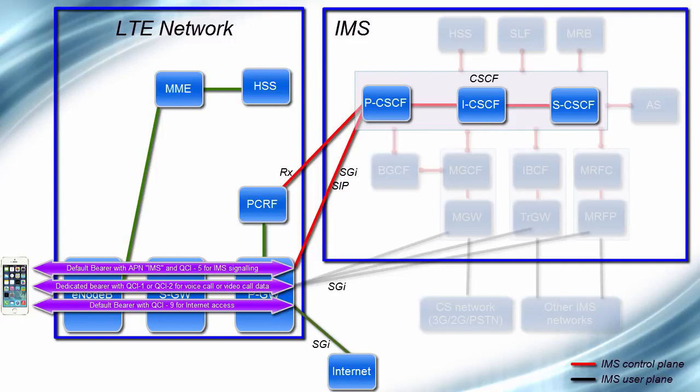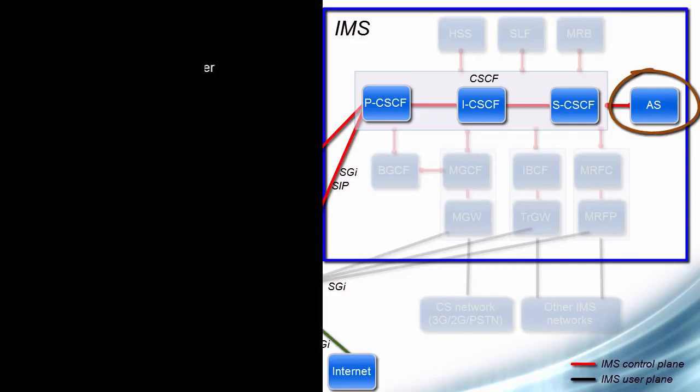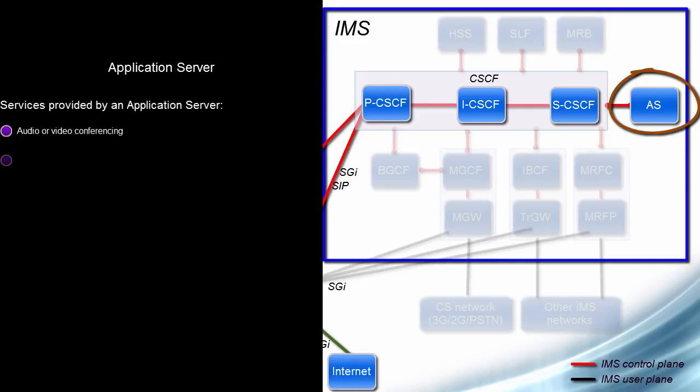SCSCF is connected to the application server through the ISC interface. IMS application servers are used to provide a specific service to a user. These services could be audio or video conferencing, multi-party gaming, presence, content sharing. One application server can host multiple IMS applications.